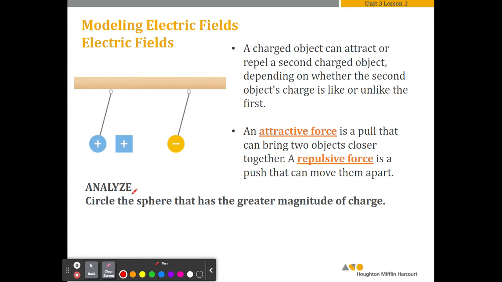they're different distances from the cube. Since the cube is closer to the positive ball and farther from the negative ball, we can infer that the negative ball has a greater charge, because we're getting the same force from a longer distance, right? Okay, so the sphere that has the greater magnitude of charge must be the negative sphere.